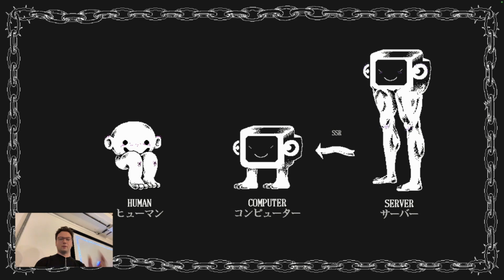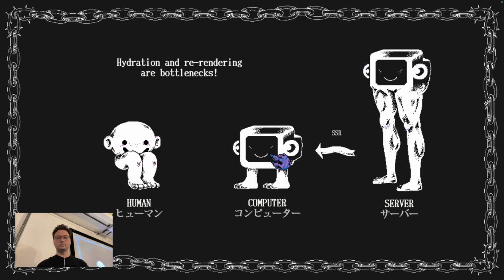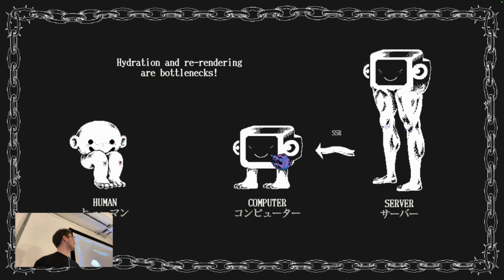So let's take a look at our human-computer diagram. The server provides server-side rendered HTML. Our smaller computer hydrates it and makes it interactive. Then our users start to interact with the page, and then the app re-renders, and only after that it's ready, right? So these are bottlenecks, and as you can see, we're moving them around again, which is not what we want.